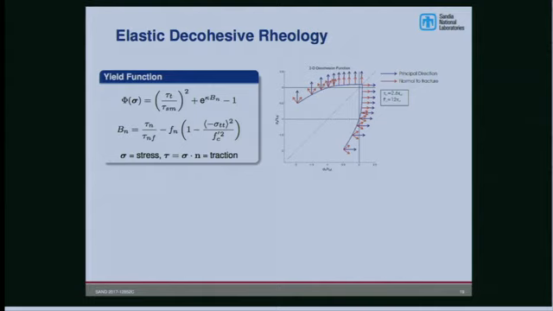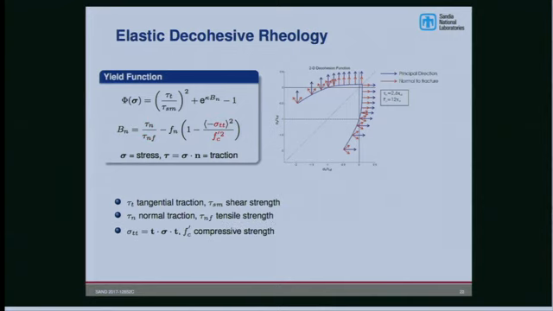So our yield function looks like this. It's a little complicated, so I'll walk through the different pieces. We have a brittle component, which is up here in the exponential. And this is a shear component. So here we have a tangential traction and a shear strength for the shear term, normal traction, and tensile strength. And then we have the sigma TT component and a compressive strength.